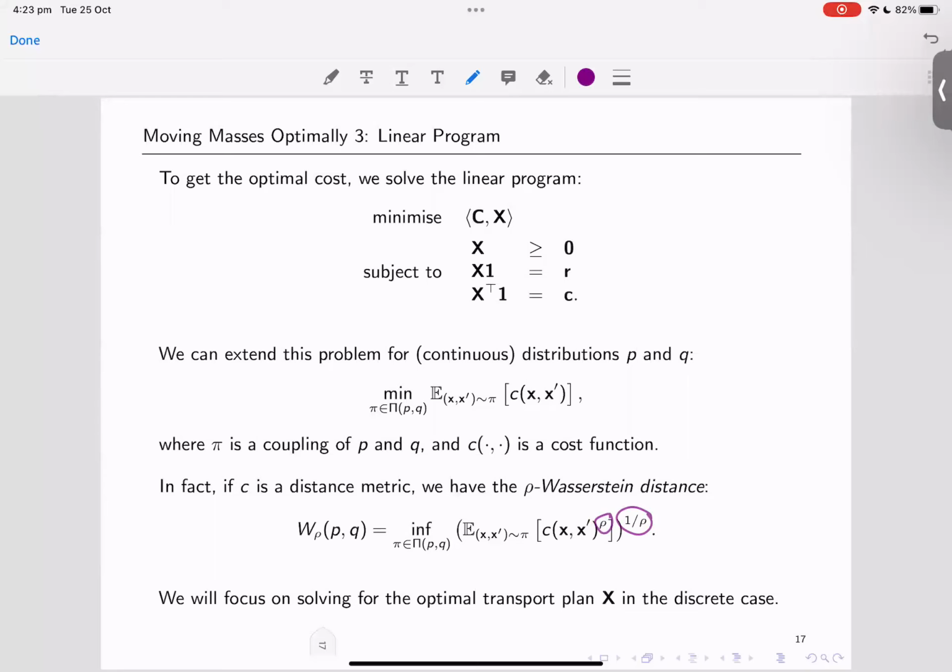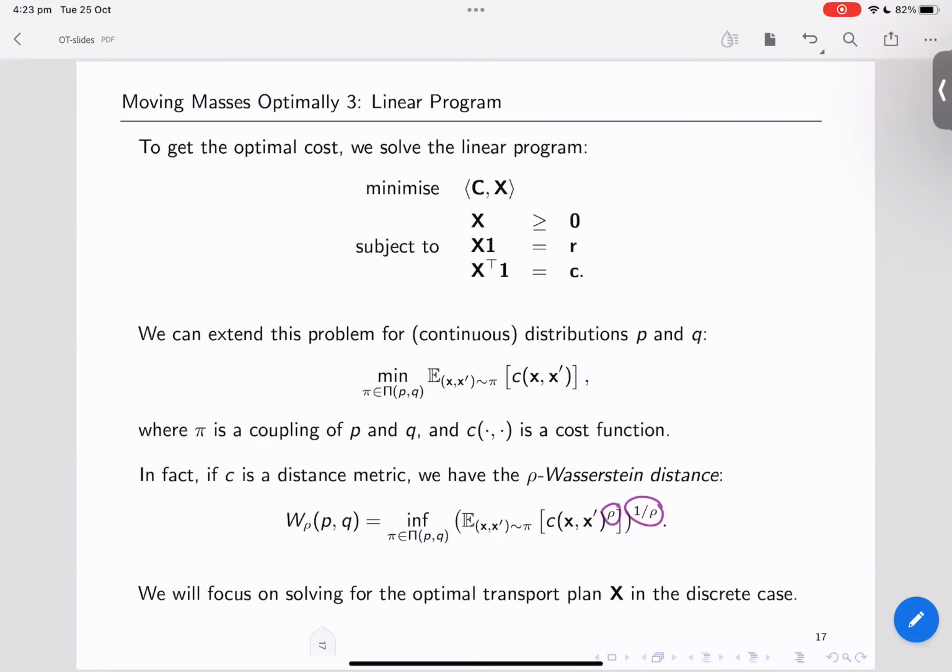And yes, people have proved that this is actually a distance, meaning it's always non-negative. It's zero if and only if the two distributions are the same, and it's symmetric as well. So that's different from the KL divergence, right? It is symmetric. Okay.